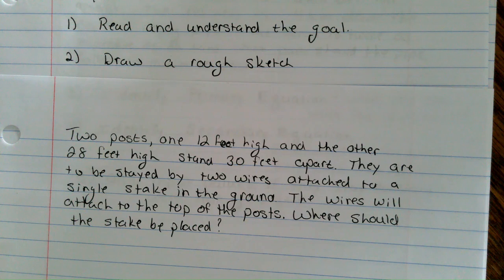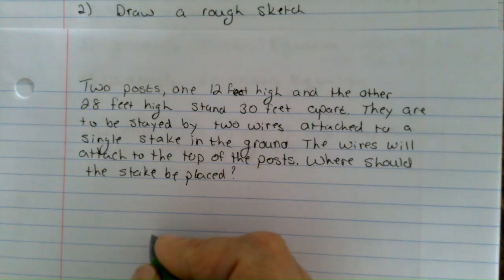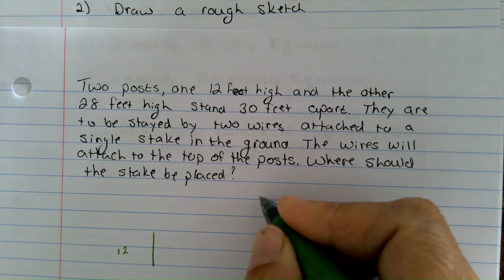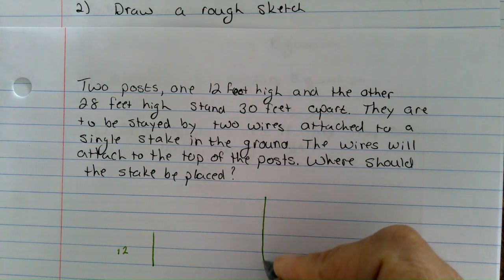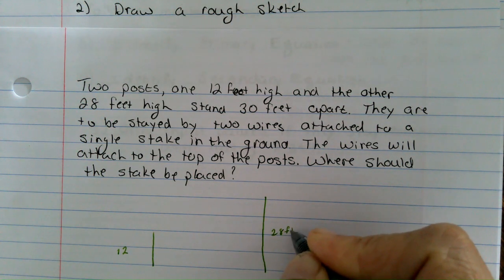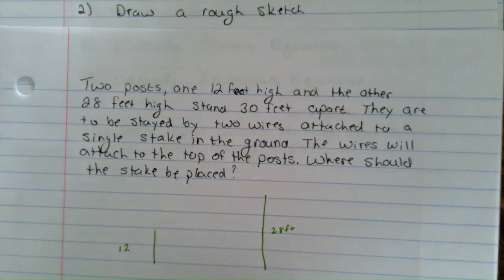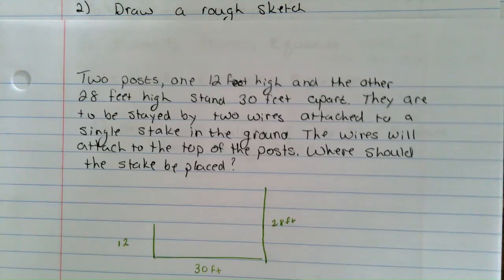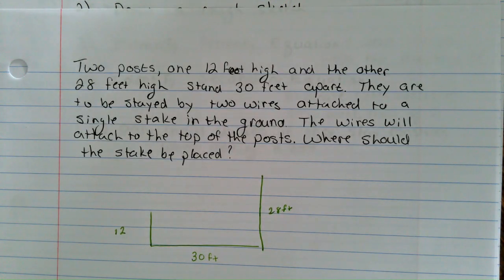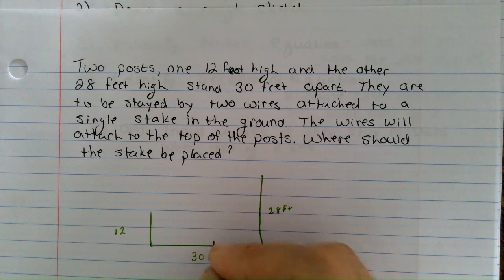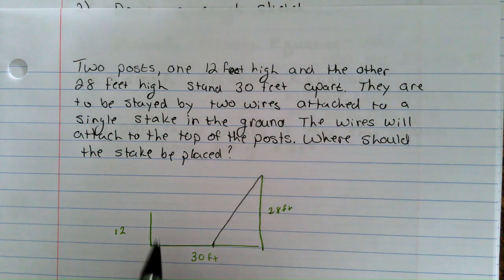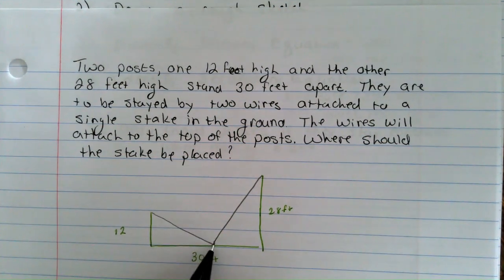Okay, so we're going to draw a rough sketch. We've got a 12-foot high post, and it's going to stay 12 feet. It's not going to change. And one that's 28 feet tall. And they are 30 feet apart. They are to be stayed by two wires attached to a stake on the ground, so we're going to need a stake on the ground. And the wires will attach to the top of the post.